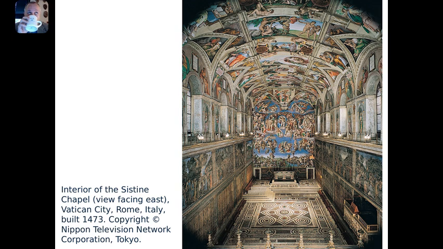There was an extensive restoration begun in 1980 and completed in 1994, which was funded by the Japanese television company Nippon. In return for that, they had exclusive television rights to record the restoration of the ceiling of the Sistine Chapel. And when it was first revealed, it was quite shocking because the colors were quite a bit different from what everyone had been used to for the last 500 years. So we'll take a look at that, and I'll show you a few comparisons of before and after shots.